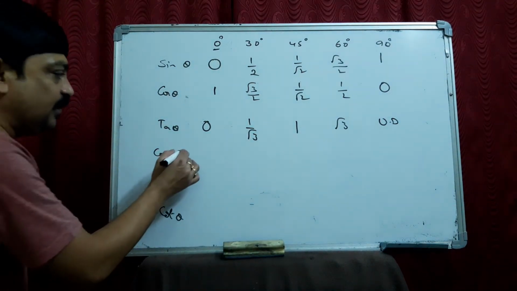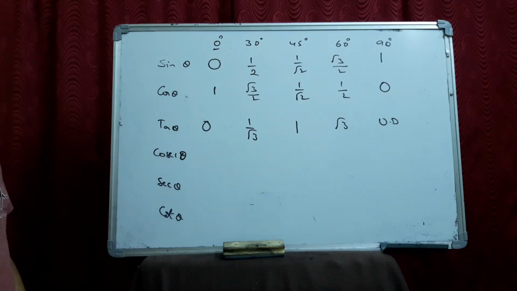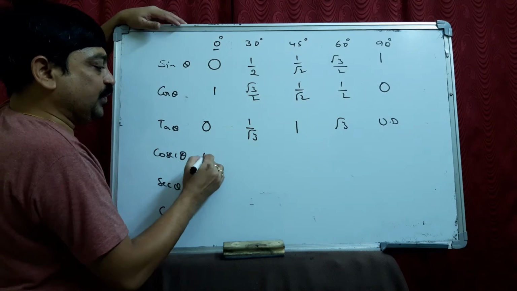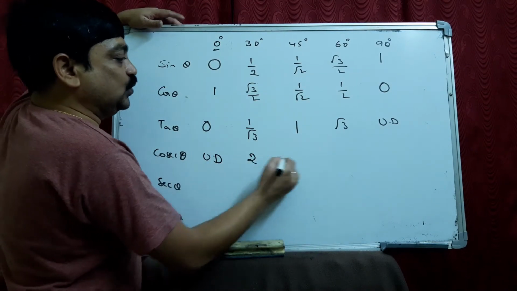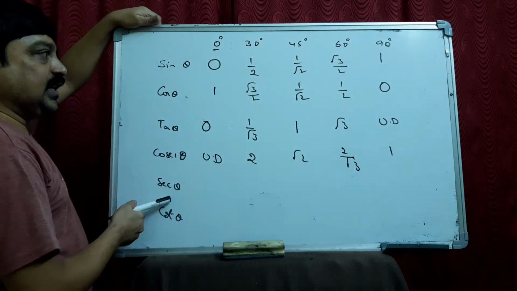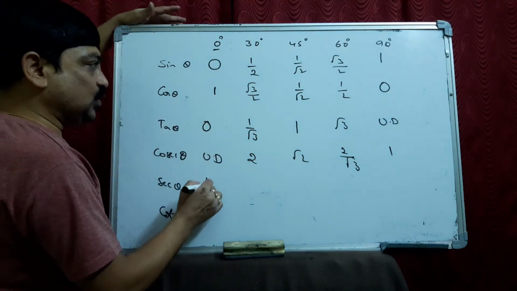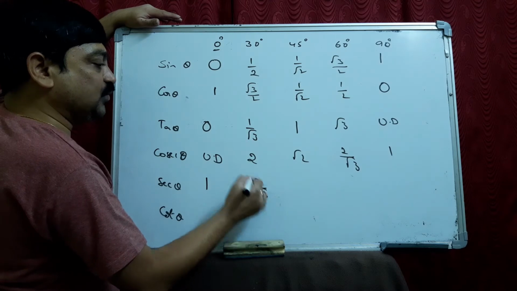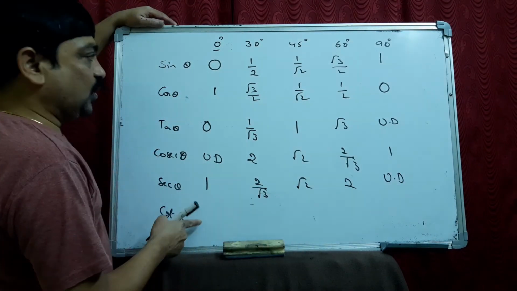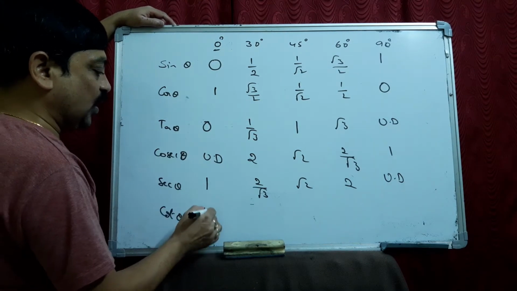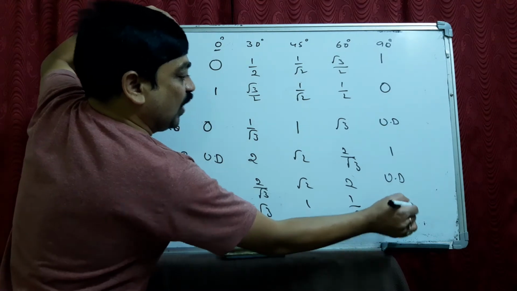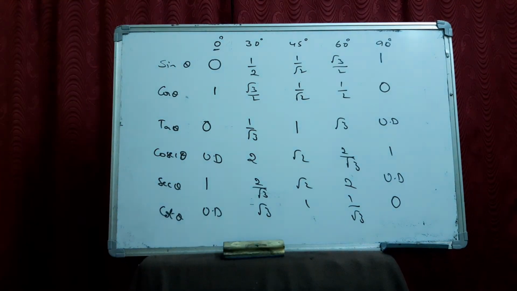Now the last 3 will be just the reciprocals of the other 3. So sin theta reciprocal is cosecant. So it becomes 1 by 0, undefined. It becomes 2, root 2, 2 by root 3, 1. Secant theta is reciprocal of cos. So 1 by 1 is 1, 2 by root 3, root 2, 2, undefined. Cot theta is reciprocal of tan. 1 by 0, undefined, root 3, 1, 1 by root 3. 1 by undefined is 0. Like that you can find out the table.